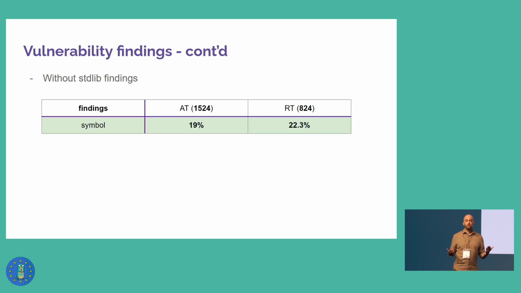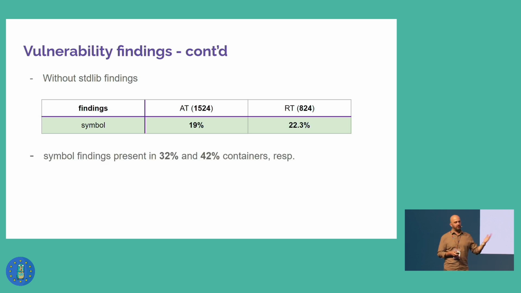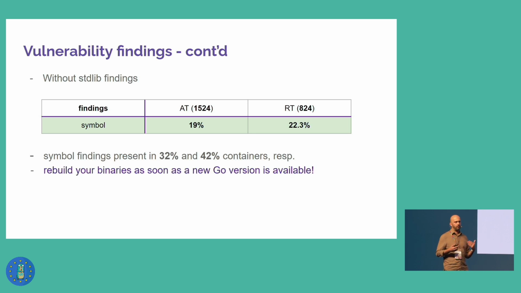The results are much better, right? By the way, there are still a lot of unique Go binaries here that are vulnerable. These are third-party dependencies. But we dropped from 80 to 20%. Of course, some containers are still going to get flagged. But the whole point is, if we would just rebuild our binaries whenever a new Go release is published, we would significantly improve the health of our Go binaries and cloud containers in this case.